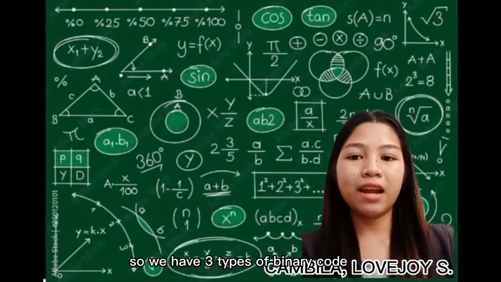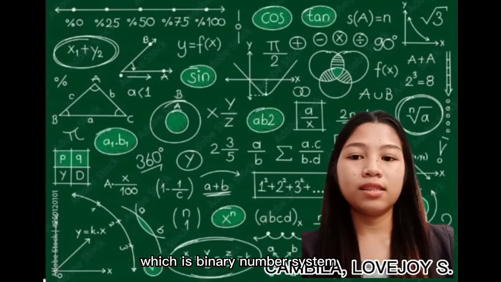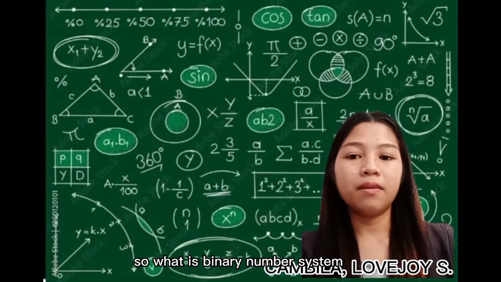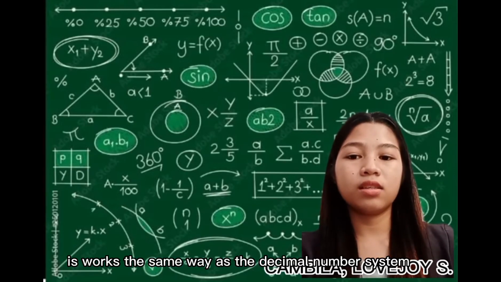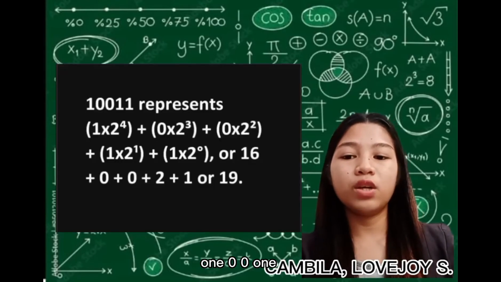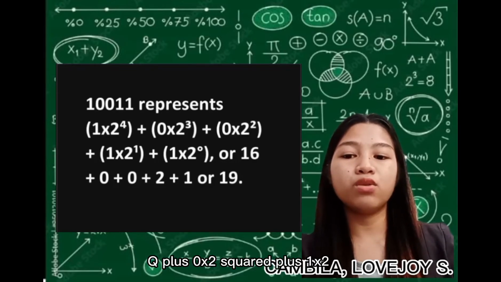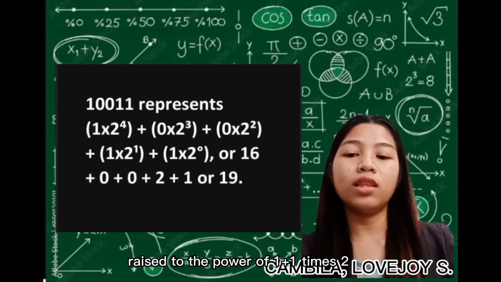So we have 3 types of binary code, which are binary number system, binary file, and binary digit, or bit. So what is the binary number system? The binary number system works the same way as the decimal number system. For example, 10011 represents 1 times 2 to the power of 4, plus 0 times 2 cubed, plus 0 times 2 squared, plus 1 times 2 raised to the power of 1, plus 1 times 2 to the power of 0, or 16 plus 0 plus 0 plus 2 plus 1, or 19.